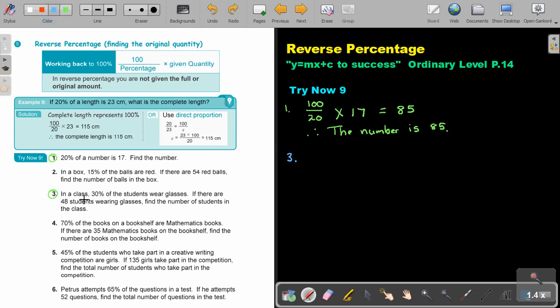Okay, let's look at the next one. Number 3. In a class, 30% of the students wear glasses. If there are 48 students wearing glasses, find the number of students in the class, the full amount. So I'm going to say 100 over 30, and I'm going to multiply it by 48. And that is going to give me 160. So therefore, find the number of students. There are 160 students in the class.